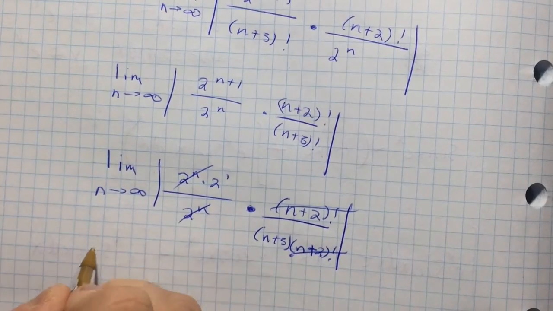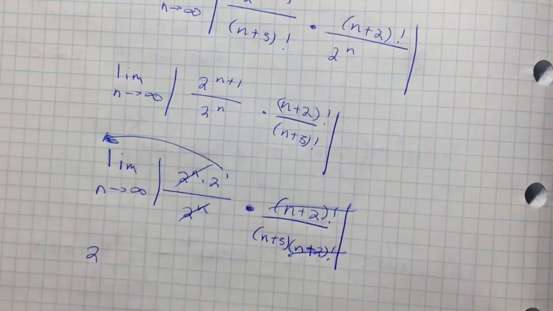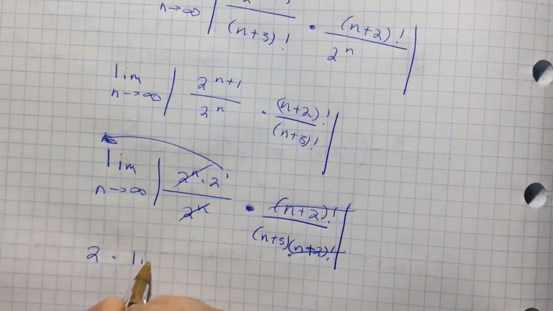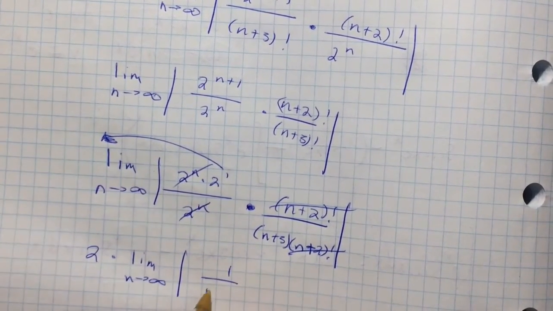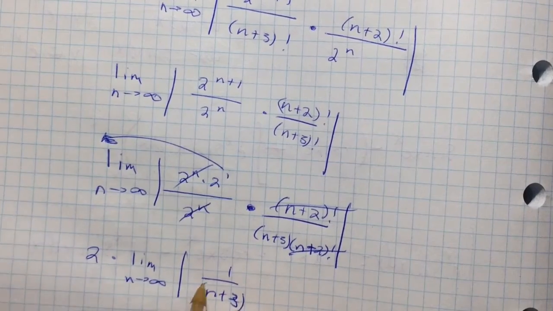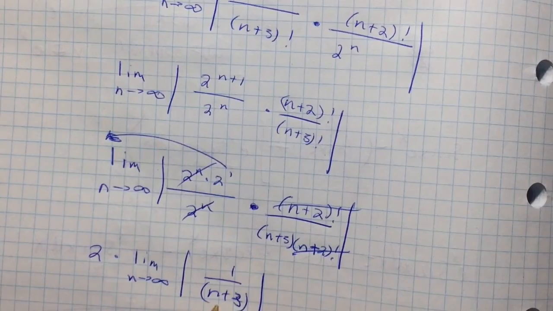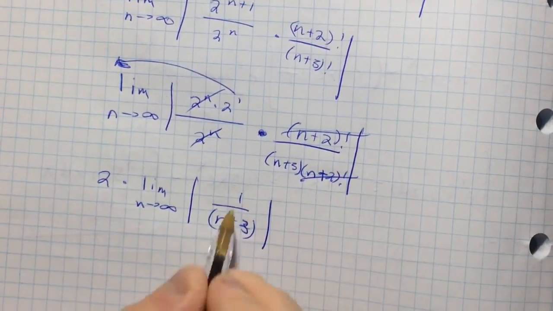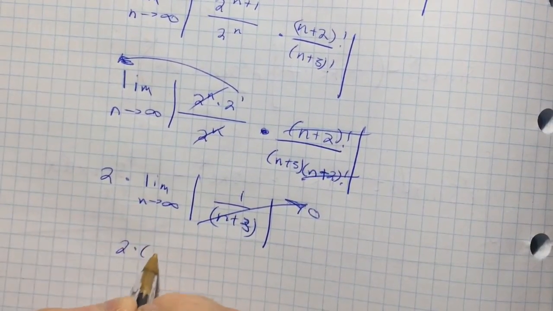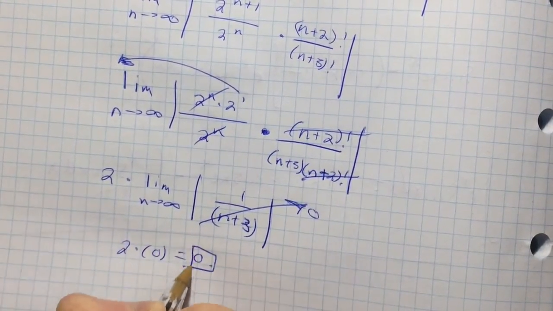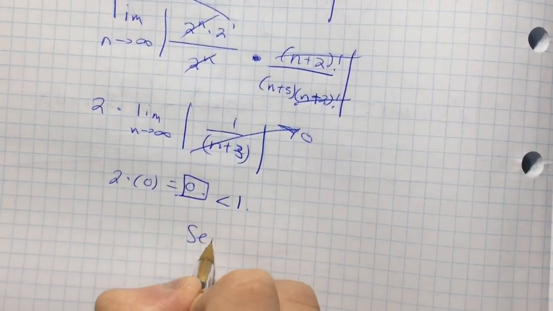I'm talking too much, so I now have 2, because I'm going to bring the 2 out the front of the limit since it doesn't depend on n. So 2 times the limit as n approaches infinity of 1 over n plus 3, and that's the absolute value. So what now? Well, I know that the limit as n approaches infinity of this is going to 0. Which means it's just 2 times 0, which is equal to 0. And 0 is less than 1, which means that this series converges.